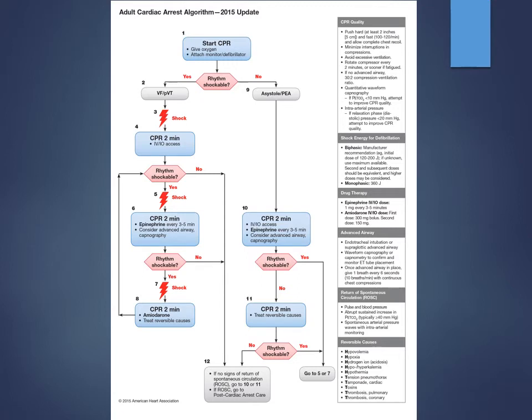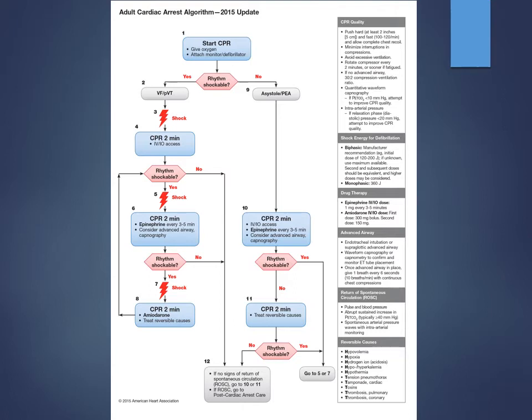And which ones are the shockable rhythms? VFib and VTAC are the shockable ones, right? So if it's PEA or asystole, you're going to go down a different pathway where you're not shocking the patient, versus if it's VFib or VTAC, you're going to shock them, okay? The big thing you'll notice here is that down the shockable pathway, you're constantly reassessing the patient and asking, do they have a shockable rhythm? If they do, go ahead and shock them. Hopefully they go back into ROSC, or return of spontaneous circulation. If not, you just continue doing your CPR.